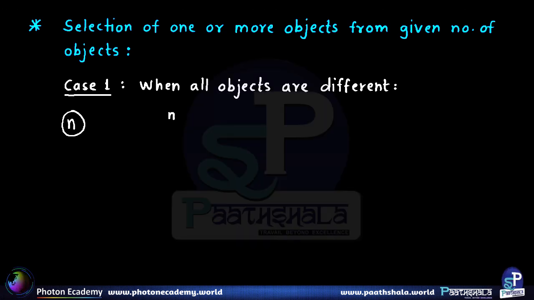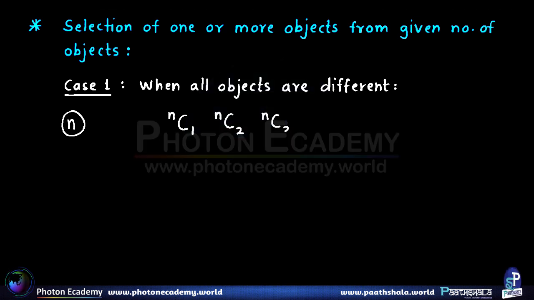So that is clearly given by nC1. Similarly, the number of ways to select two objects out of n objects is given by nC2. And similarly for 3 objects it will be nC3 and so on, till finally we have nCn, that is the number of ways to select all the n objects from n objects.